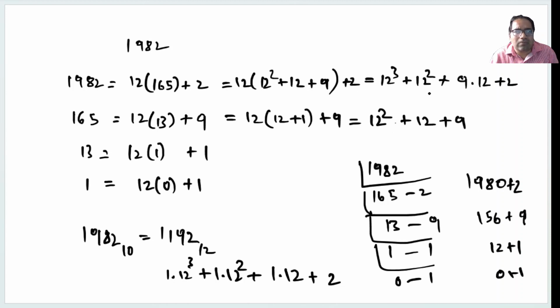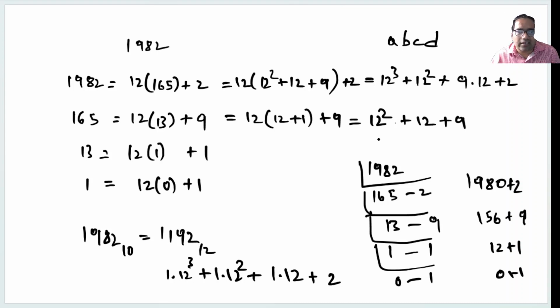That becomes 12 cube plus 12 square plus 12 into 9 or 9 into 12 plus 2, which is like this, right? 12 cube, 12 square, 12 plus this thing. A, B, C, D. Right. So that's why this is giving this exact representation 1192, whether you do it this way or do it this way, it is giving the same representation, right?